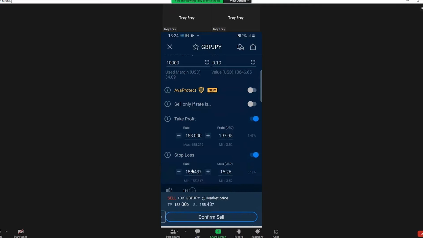Okay? You put your stop loss a certain distance away, and you know what your risk is to that stop loss and what your potential profit is before you confirm that you want to sell on something or buy on something. All right.